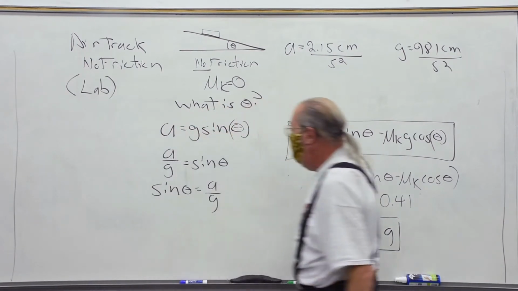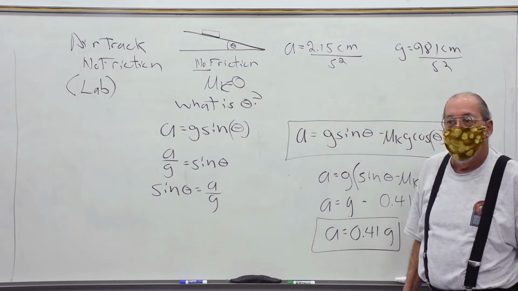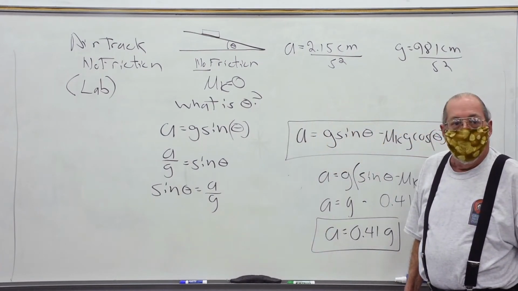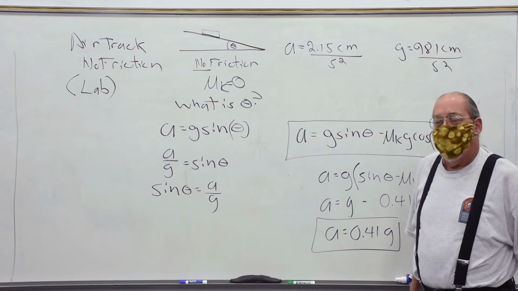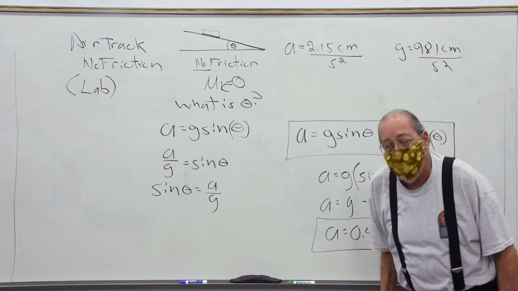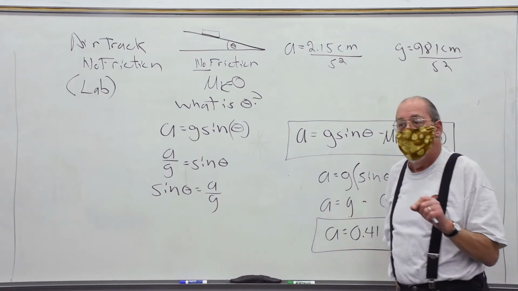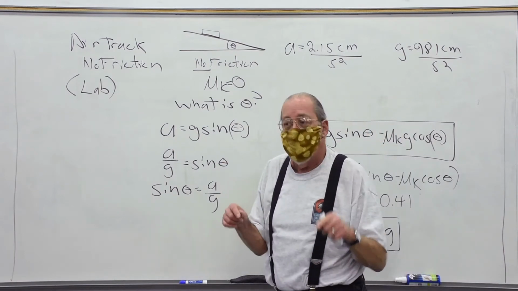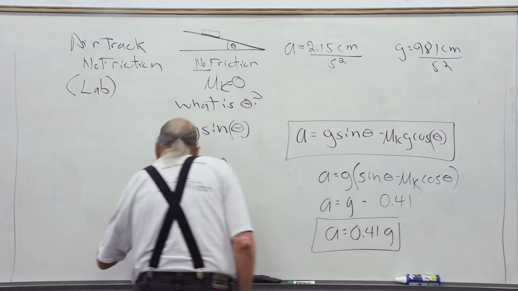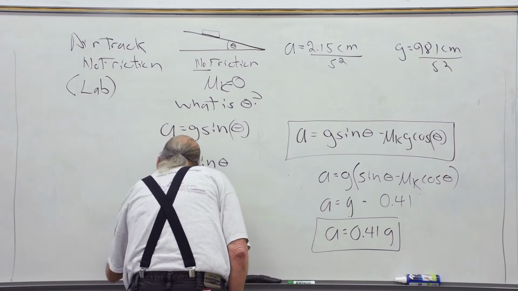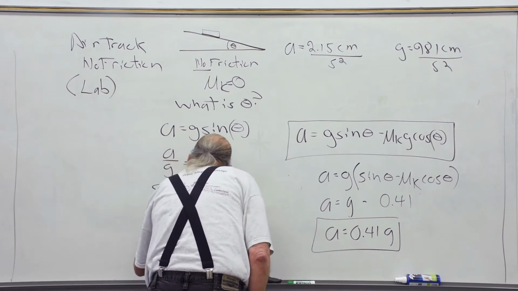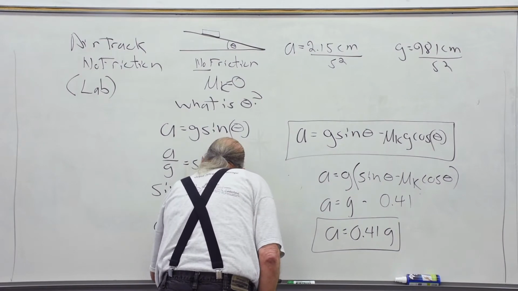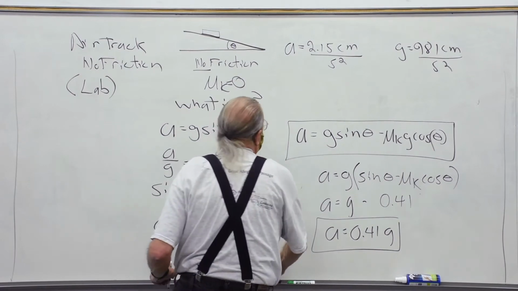And then how do I solve that for theta? How do I get rid of the sine? Inverse sine. I take the inverse sine, not 1 over the sine, but the inverse sine or the arc sine of both sides, and I get theta is the sine inverse of A over G.